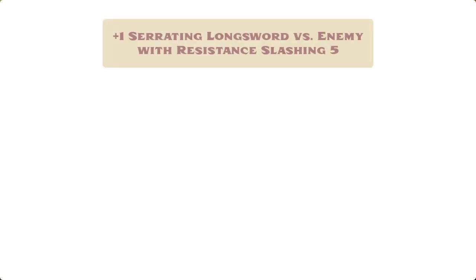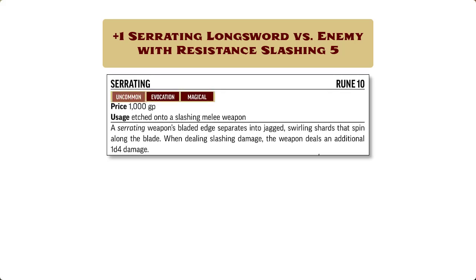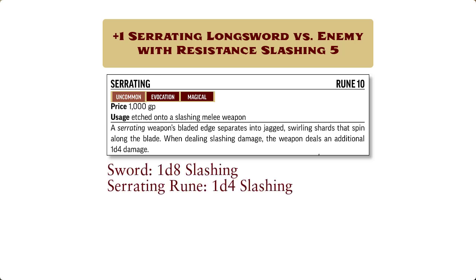So let me do a couple of examples here to illustrate that for you. In our first example, we have a +1 serrating longsword, and that serrating rune adds 1d4 slashing damage. So on a hit, this sword does 1d8 slashing damage plus 1d4 slashing damage, and we're striking an enemy that has resistance to slashing of 5. So the first question is, how many pools of damage do we have here?